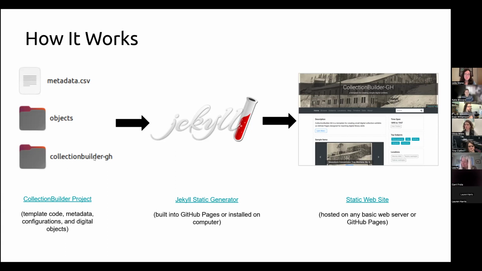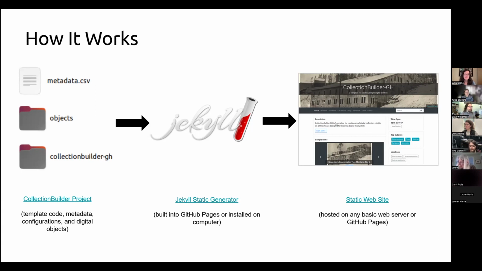And so that template is kind of the basic code and modular parts that get reused to build those sites. And then we have a static web generator called Jekyll. And that's what takes all of these ingredients here, knits them together, and then it outputs a static website.